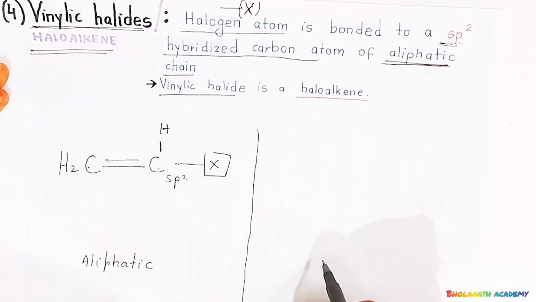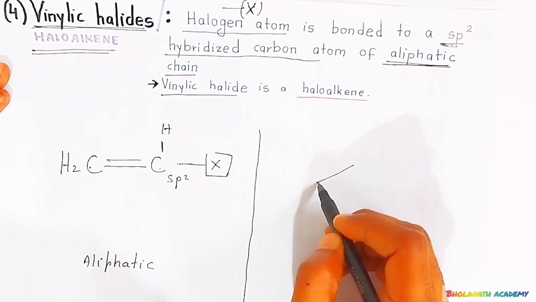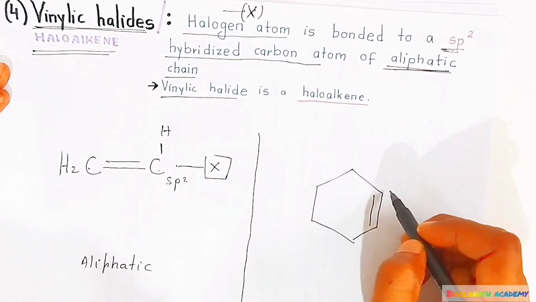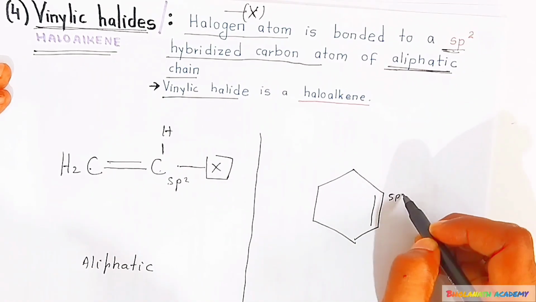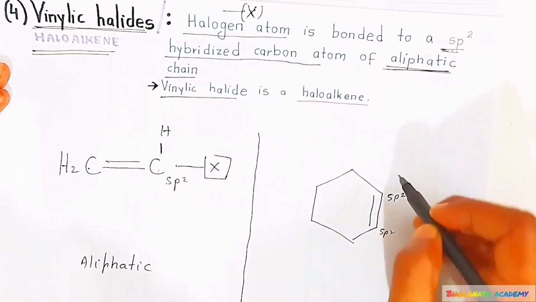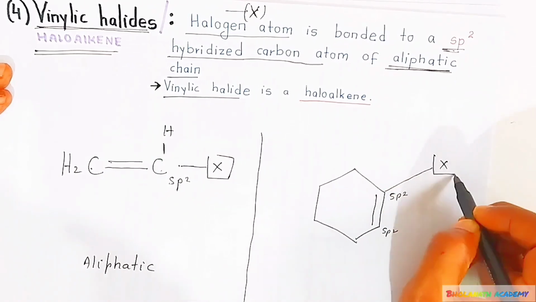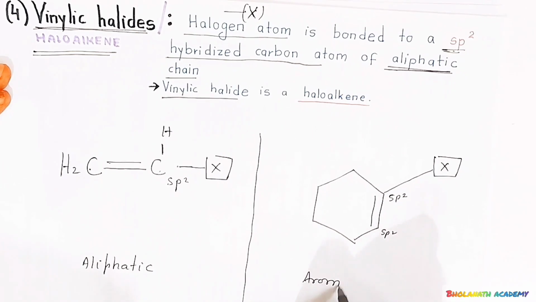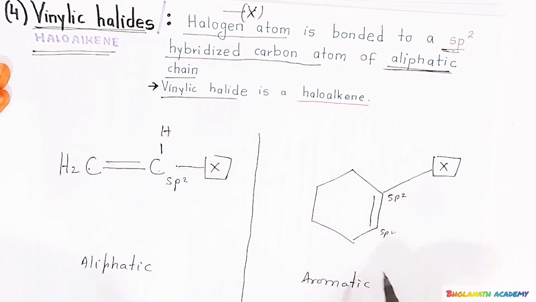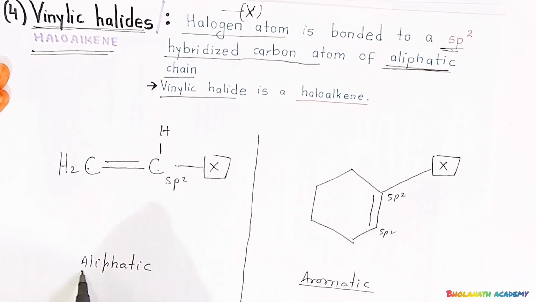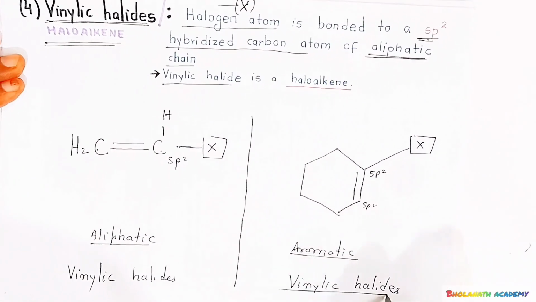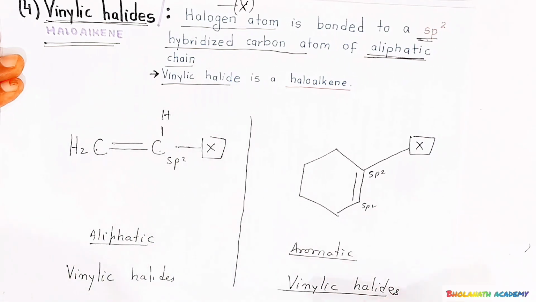halide. Now we are going to see the aromatic. Here, students, here carbon-carbon double bond. Here the carbon will be sp2 hybridized. This carbon is also sp2, to whom your halogen atom, only one halogen atom, is attached. So this is one more example. This is aromatic vinylic halide. Understanding, students? Aromatic and aliphatic. This is also vinylic halide, but it is containing aromatic ring. So this way, students, vinyl halide examples I have given.